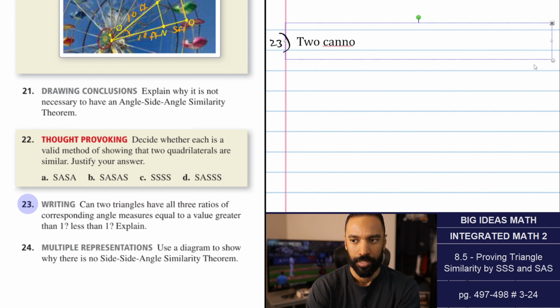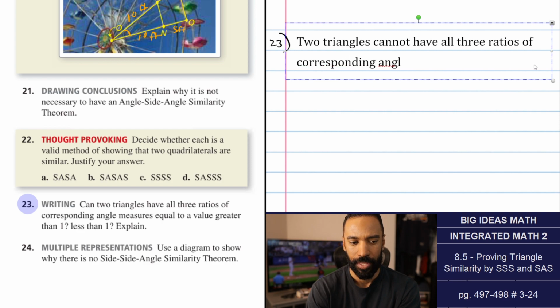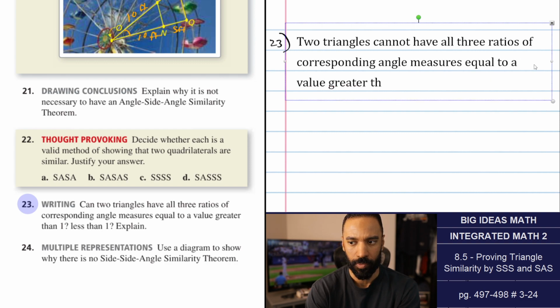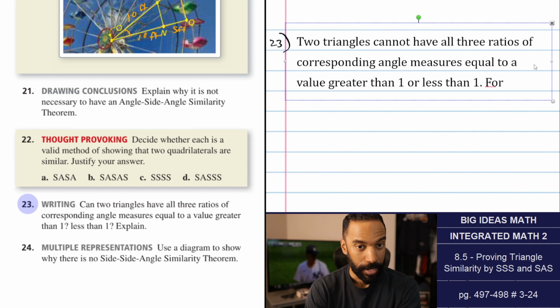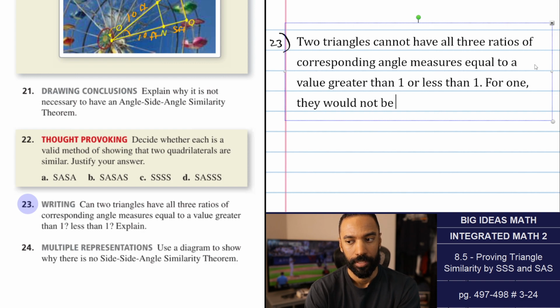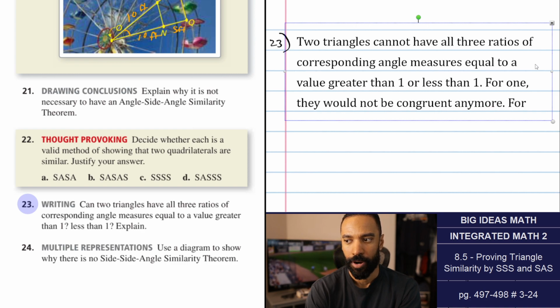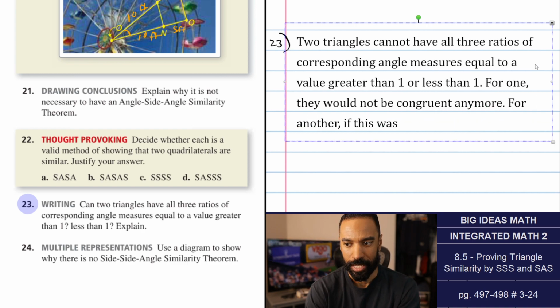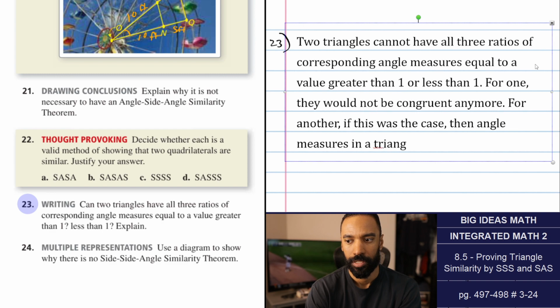Two triangles cannot have all three ratios of corresponding angle measures equal to a value greater than 1 or less than 1. For one, they would not be congruent anymore, and corresponding angles have to be congruent in similar triangles. For another, if this was the case, then angle measures in a triangle would no longer add to 180 degrees.